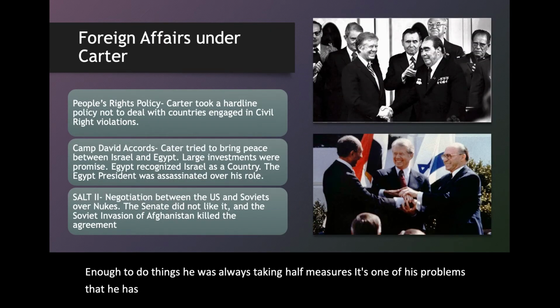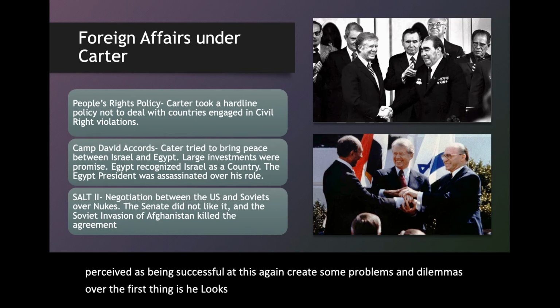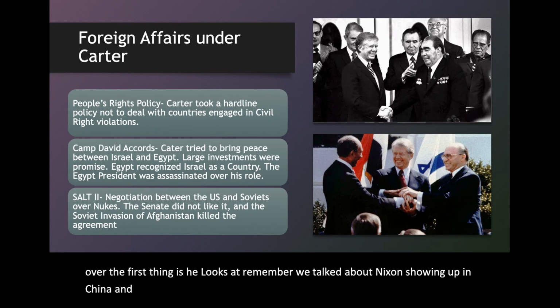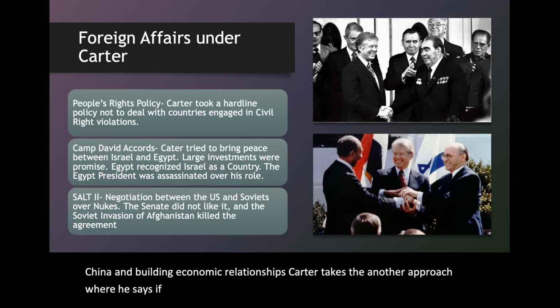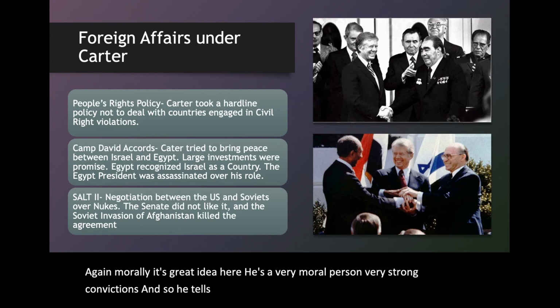Let's talk about some of his successes, though, or at least what he's perceived as being successful at. This, again, creates some problems and dilemmas. So the first thing is, remember we talked about Nixon showing up in China and building economic relationships. Carter takes another approach where he says if you are engaged in civil rights abuses and civil rights problems, which, again, morally, it's a great idea here. He's a very moral person, very strong convictions. And so he tells many countries, shape up, or we're not going to do business with you and we're not going to give you aid.